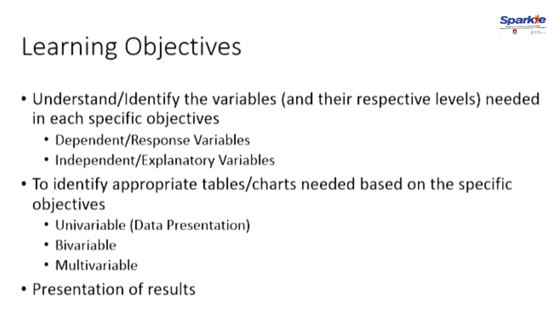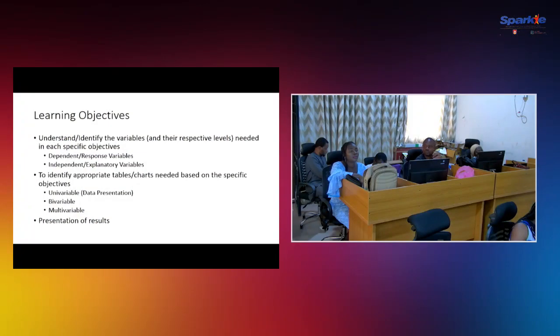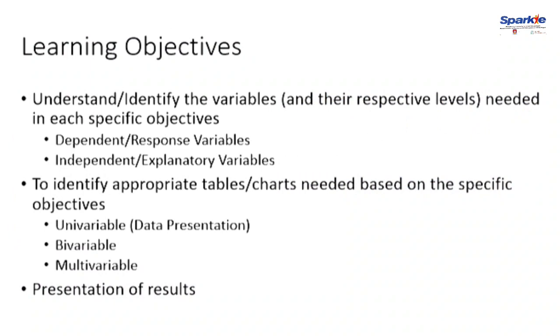Bullet 2. To identify appropriate tables and charts needed based on the specific objective. All right. In my school, the moment you present a table, you have no business presenting the chart of the same table. You pick one. And I think most journals will not allow you to do so.